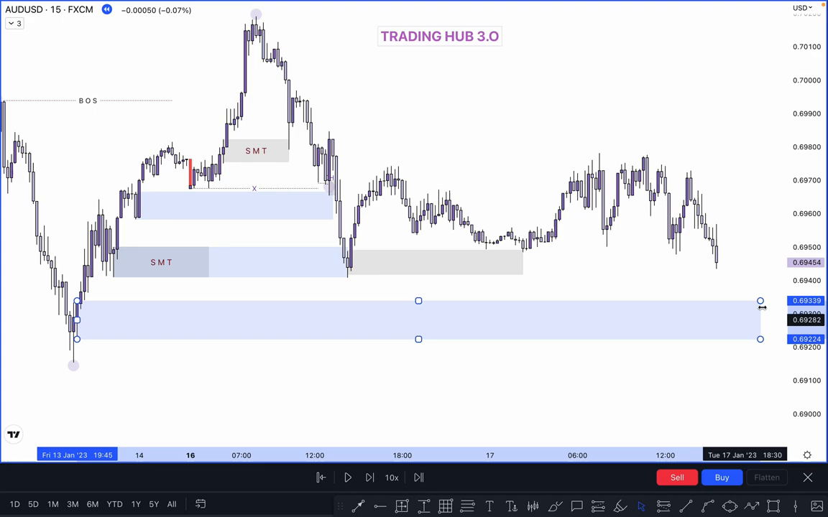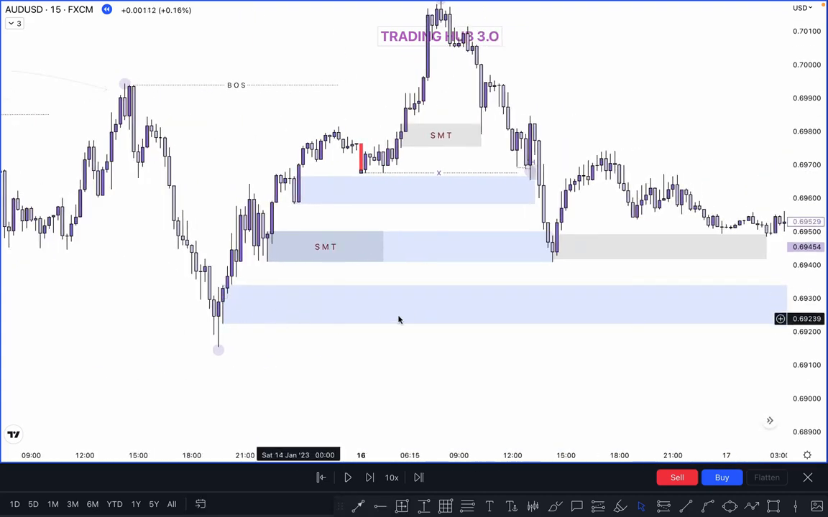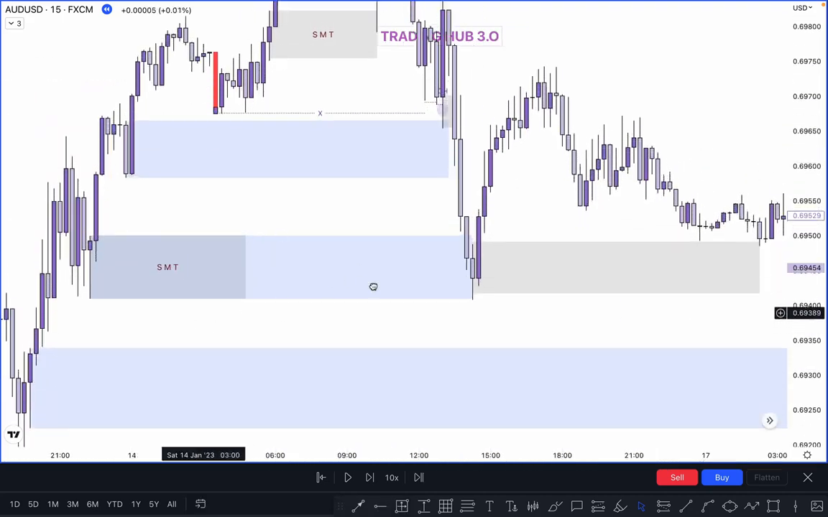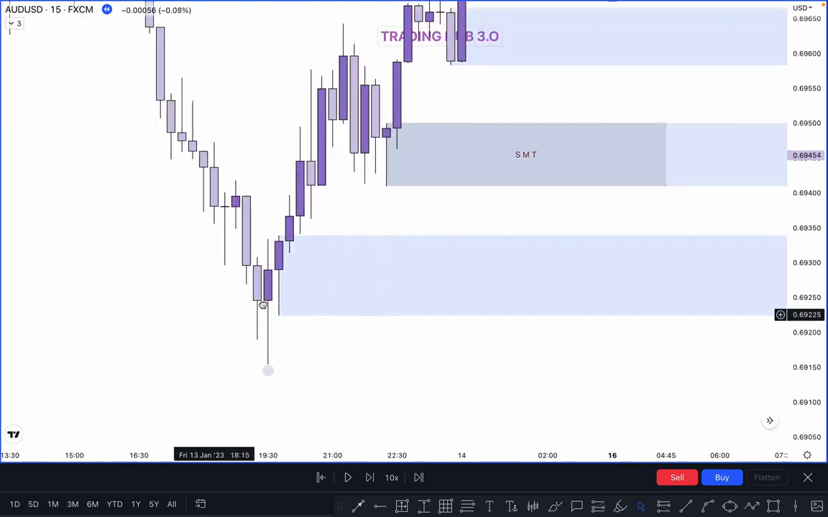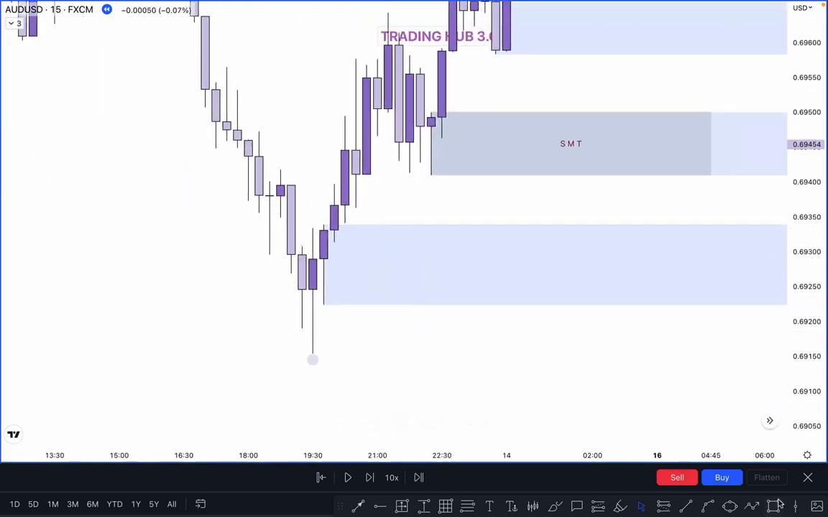Let's extend this one. Okay, and why am I marking this one as an order block? Let's explain. First of all, this bearish candle is our actual order block, right? But why are we not using this one? Because this bullish candle breaks the first one, so it becomes invalid, and you can use this as an order block at this point.